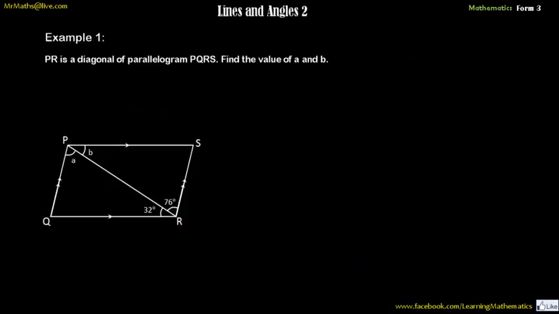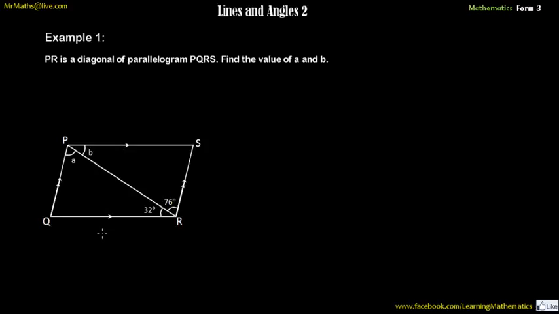Example 1. PR is a diagonal of a parallelogram PQRS. Find the value of A and B. As you know, parallelograms are made of two pairs of parallel lines. Take a look at line PS and line QR. These two lines are parallel. You can see the single arrow at the middle of each line, which means that these two lines are parallel.